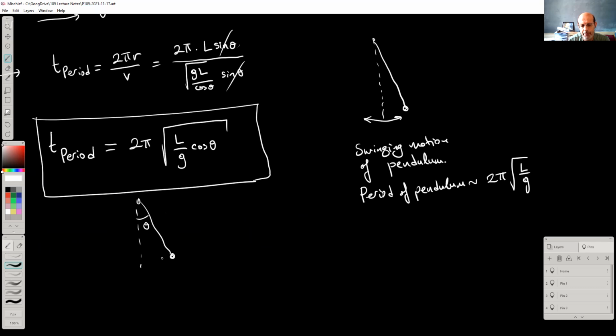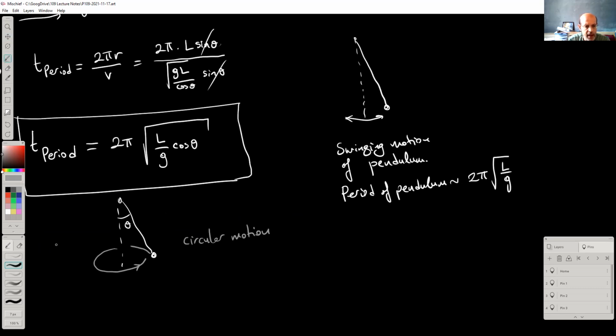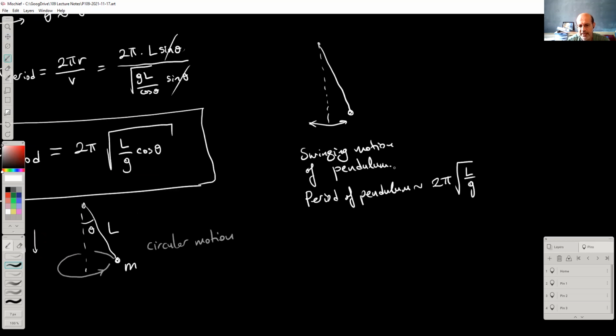In this case, there's no approximation in here. That's the circular motion. In both cases, the expression doesn't depend on the mass. It just depends on the length, the gravity, and the angle theta in here. Here, there's no dependence on angle theta. There's also no dependence on the mass.